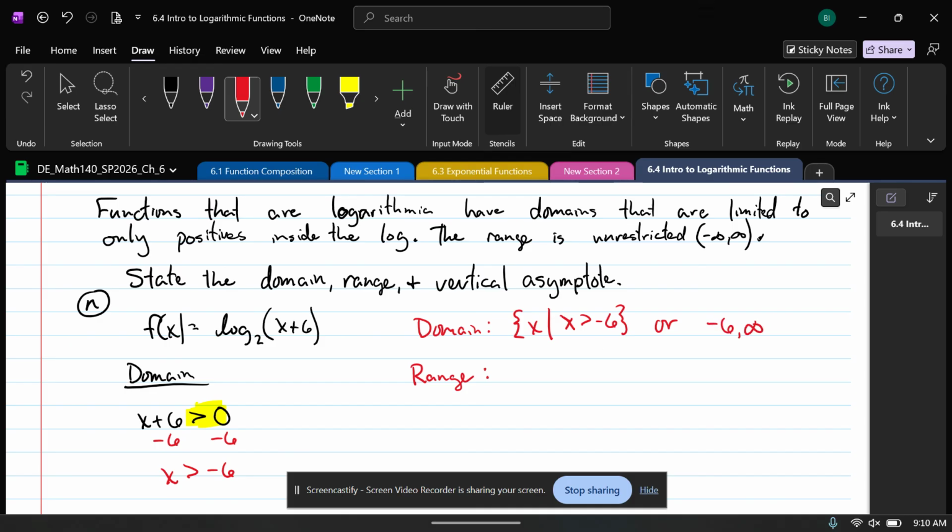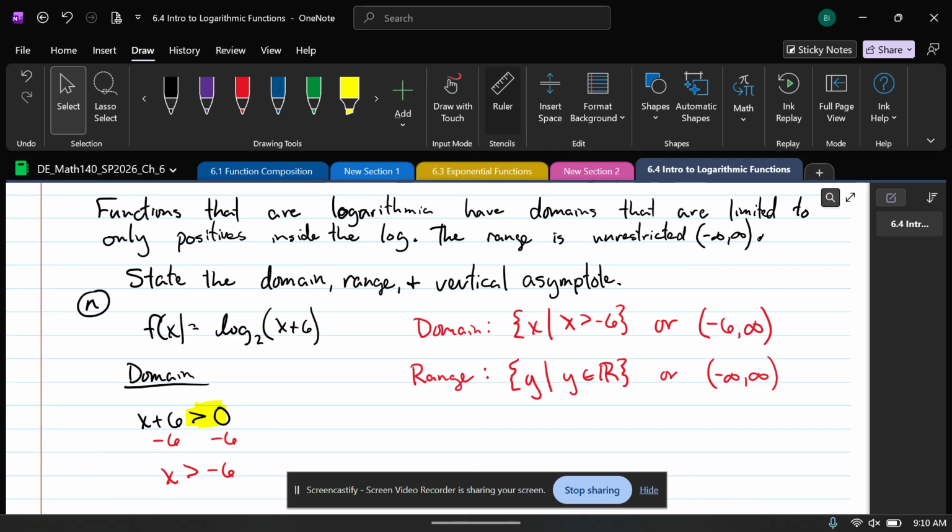Okay. I know there's a parenthesis on the infinity. What's on the negative 6? Parenthesis, because it doesn't have an equal to mark on the inequality, right? So that's why it's a parenthesis. My range, y, as long as y is an element of the real numbers. So that's all real numbers for that. So negative infinity to positive infinity.